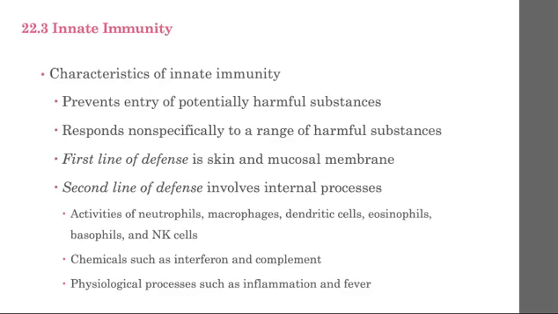So we're going to start off with revisiting some of the characteristics of our innate immunity. We know that it prevents entry of harmful substances, and it'll respond non-specifically to a range of harmful substances. Our innate immunity divides into our first line of defense and second line of defense. Our first line of defense, I always like to think of as those physical barriers, our skin and our mucosal membranes, whereas the second line of defense will involve internal processes, and I always like to say it's kind of like the immune cellular communication of these cells with one another.